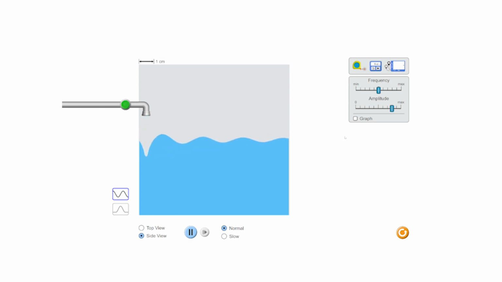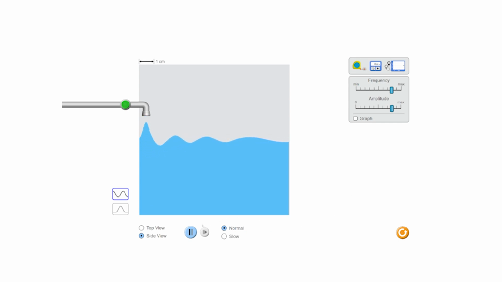There is a slider so that you can change the frequency of the drops from high down to low, and it's pretty obvious on the screen what that effect is of having more drops per second or fewer drops per second.